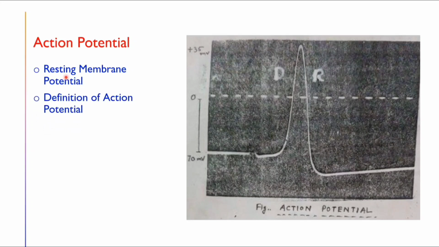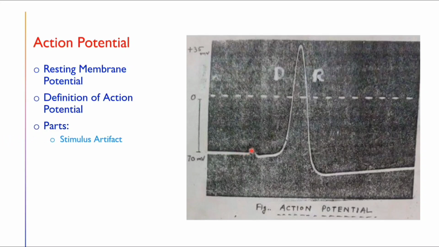Now what is action potential? Action potential is the change in the membrane potential of any excitable tissue when a threshold stimulus is applied. So here the important word is threshold stimulus. Only if a threshold stimulus is applied, the membrane potential change is known as action potential. Now what are the parts of action potential? We'll take them one by one.